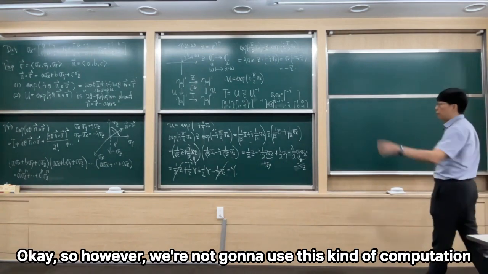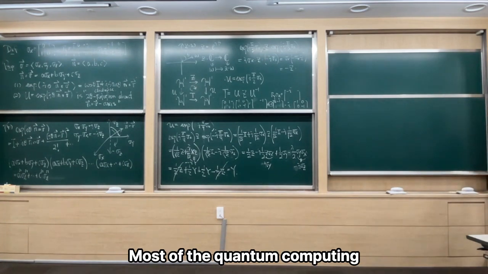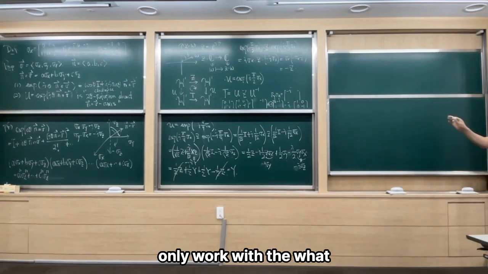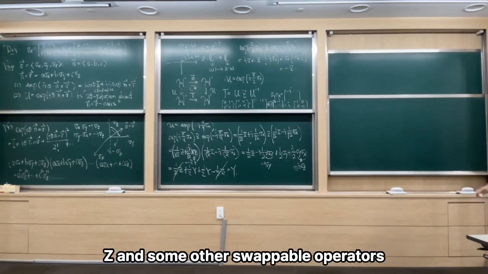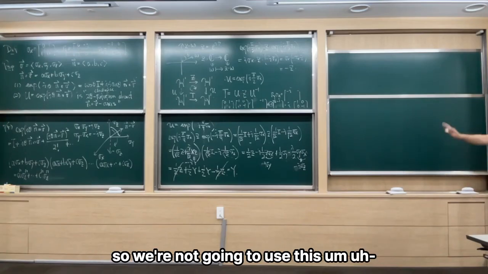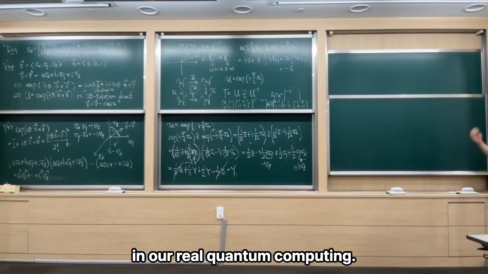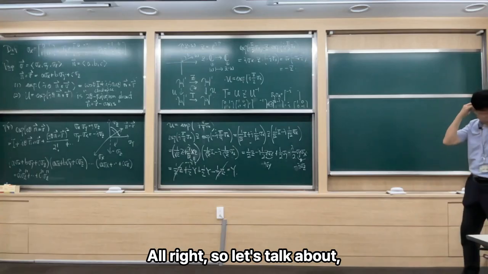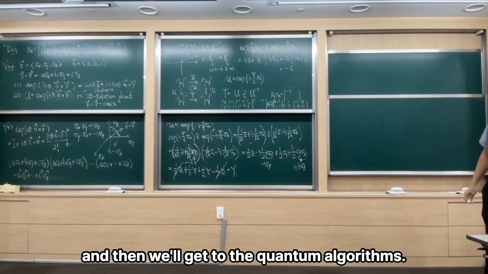Okay, so however, we're not going to use this kind of computation in quantum computing. Most of quantum computing only works with what is given, which is just X, Y, Z, and some other swap operators and CNOT gates. So we're not going to use this abstract setting in our real quantum computing. All right, so let's talk about one more thing, and then we'll get to the quantum algorithm.